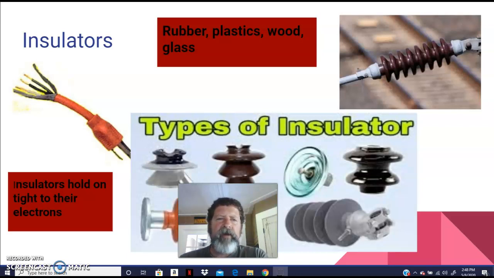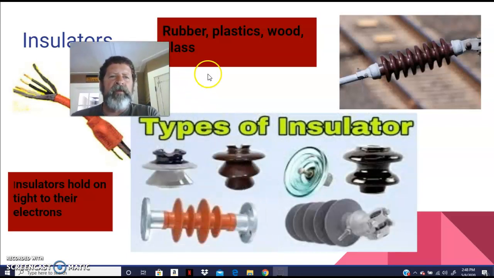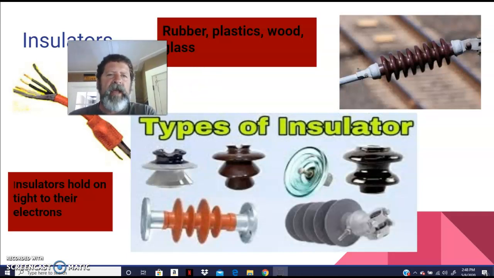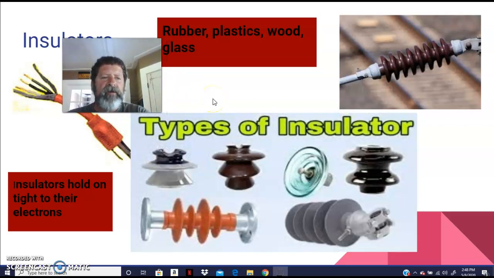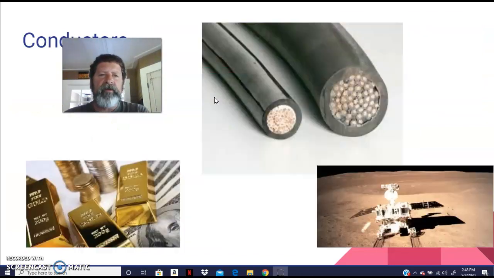Some of the background stuff that you need to know. Materials that won't allow freed up electrons to pass through them are insulators. We use insulators to prevent the flow of electricity, and we use them all the time to protect ourselves from electricity as well. These are things like rubber, petroleum products, plastic, oil, wood, and glass. We use all these things to make circuits and slow down the flow of electricity.